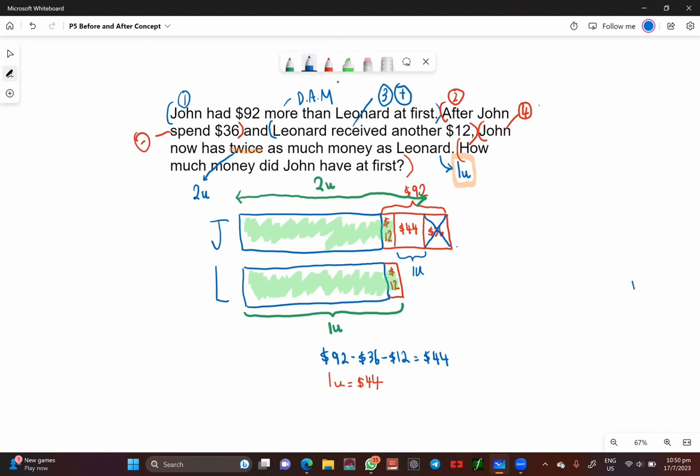So what you can do first, of course, is use 2 units to help you. We are going to find 2 units first. We know that 2 units is equal to 44 times 2, and that gives me 88. Once I'm done with this, I want to add back the $36. So when you do 88 and add back the $36, you will get an answer of $124, and this is your answer for this question, and I'll see you the next time. Bye.